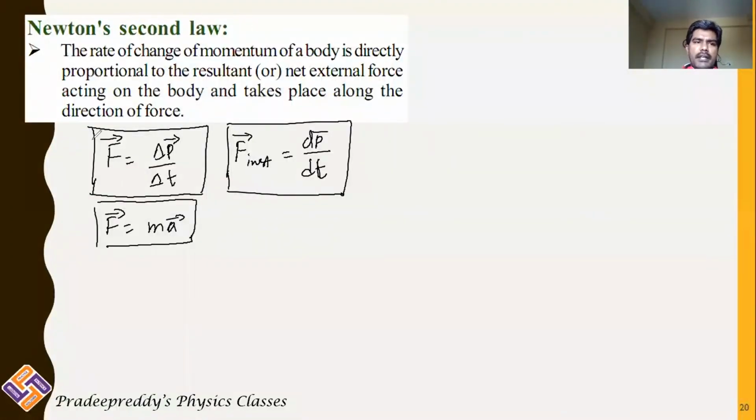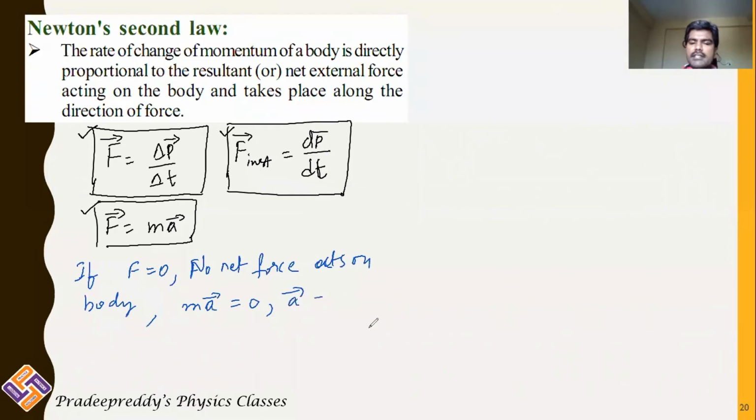So mathematically, from Newton's second law, you can get these equations. F is equal to delta P by delta T. F instantaneous is equal to dP by dt, and F is equal to ma, where a is acceleration of the body. Now, suppose F is equal to 0, that means no net force acts on the body. If there is no net force acting on the body, if F is equal to 0, then m a vector will be equal to 0. This gives you acceleration is equal to 0.